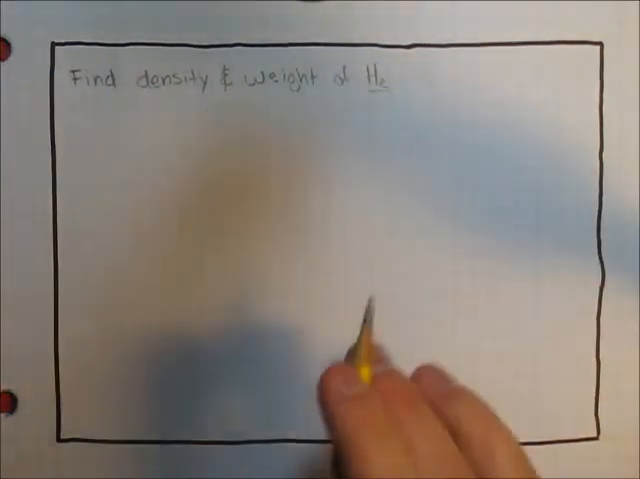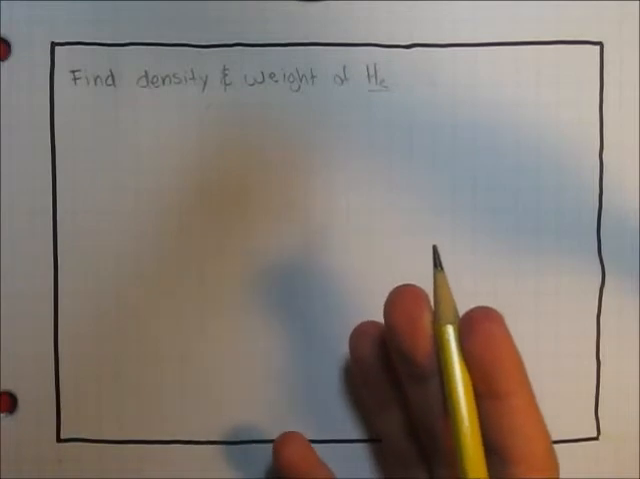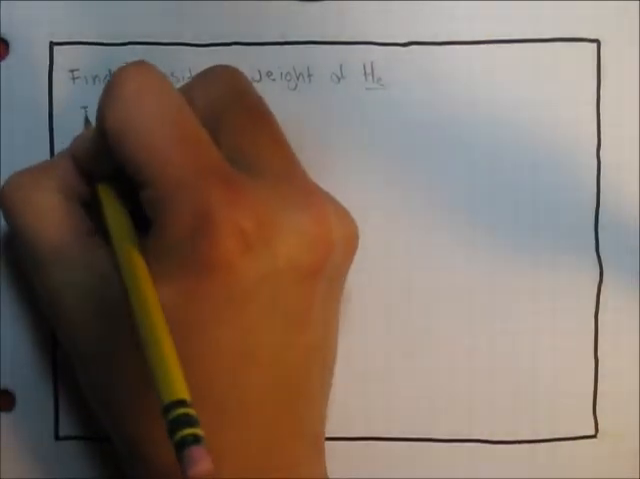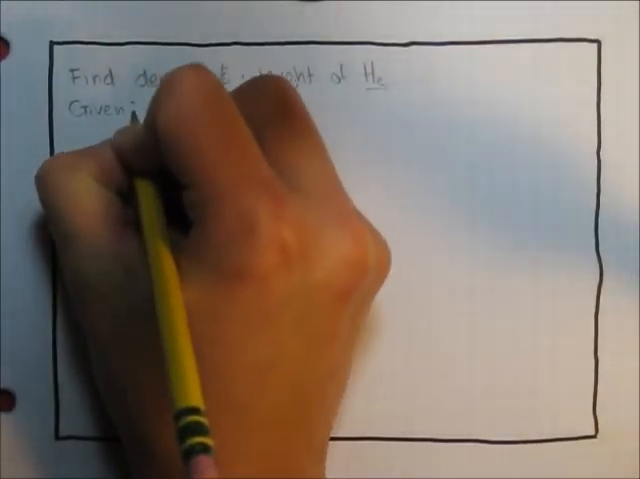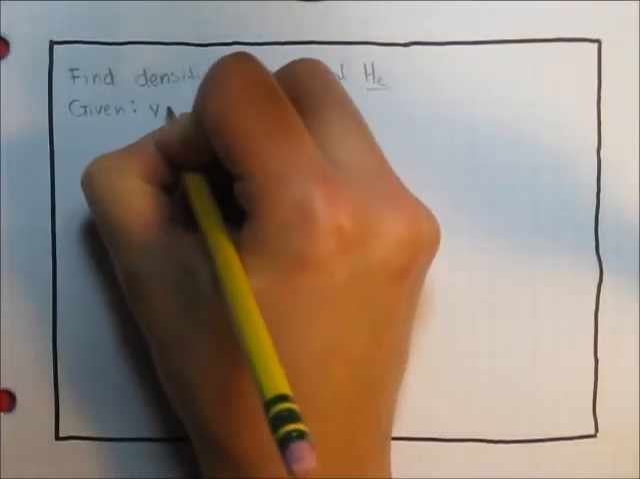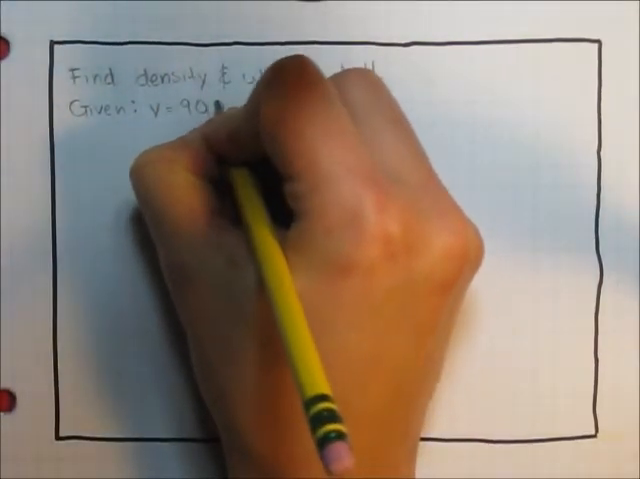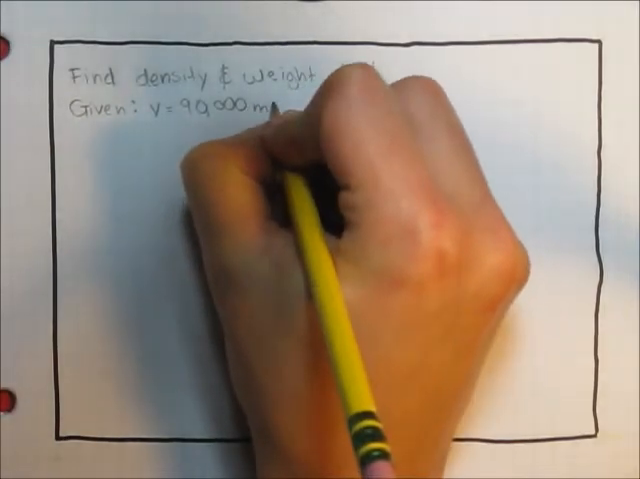Next thing we want to write down is if the problem gave us any information, the givens. And so we can write given the volume being equal to 90,000 meters cubed.